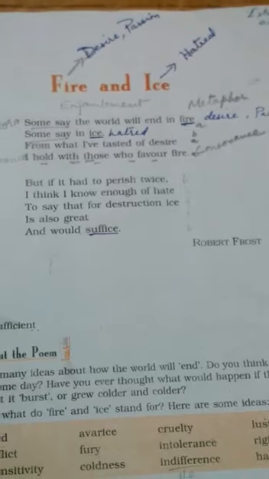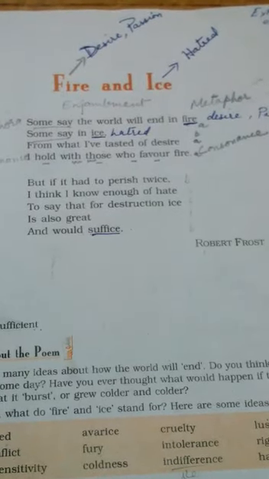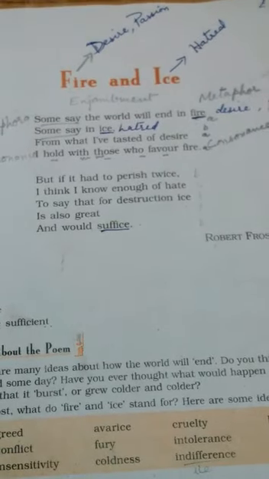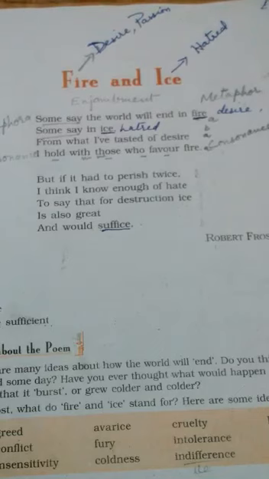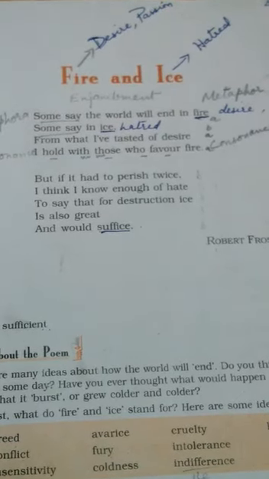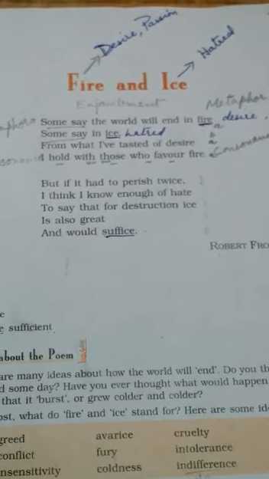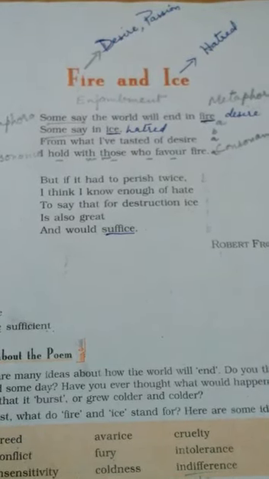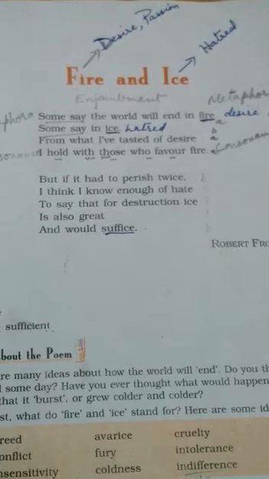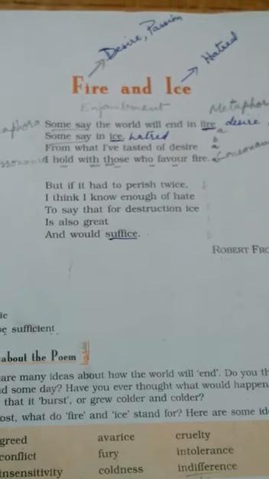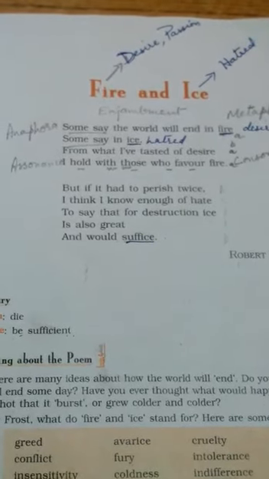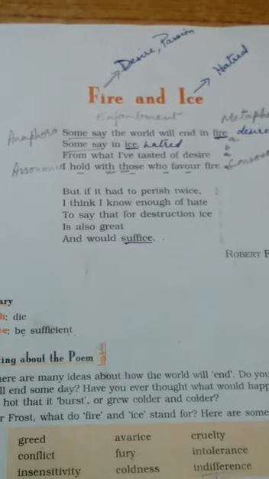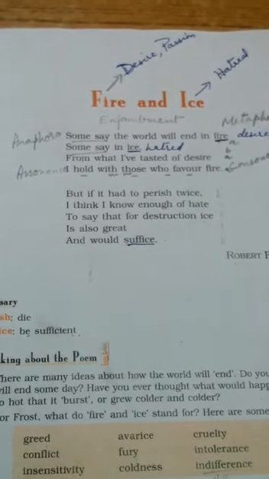So he says that this desire or this passion of the people is in the negative sense. He's not talking about the positivity. He says just because of the desire or the negative passion of the people, the world will come to an end. And some of the scientists say that the world may end because of the jealousy or because of the hatred of the people, because they have hatred towards each other.